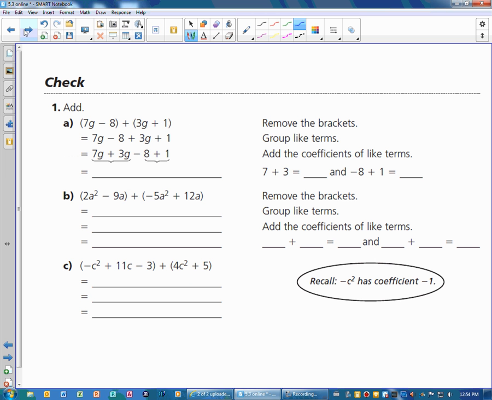Move on to your check, and please pause here. Come back when you have gone through it yourself.